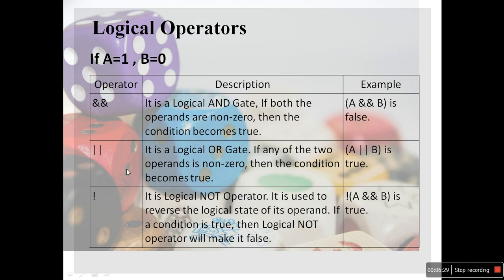Then goes to this double pipe symbol. The double pipe symbol is called the OR operator. In the logical OR gate, if any of the two operands is non-zero, then the condition becomes true. It means if A is equal to 1 and B is equal to 0, that means the condition is true. If A is equal to 1 and B is equal to 0, the condition is always 1.